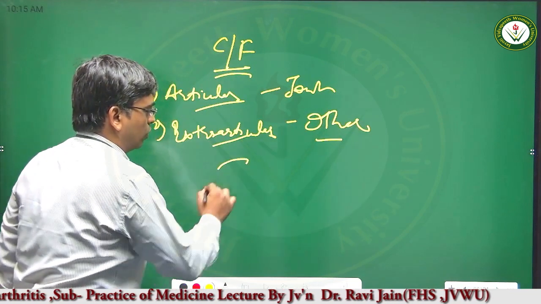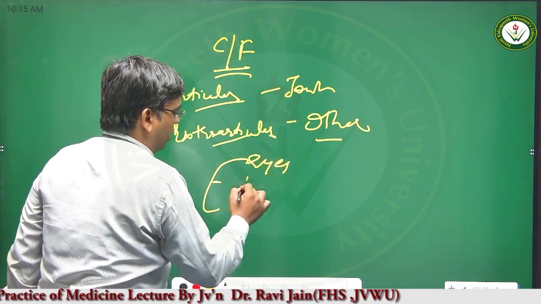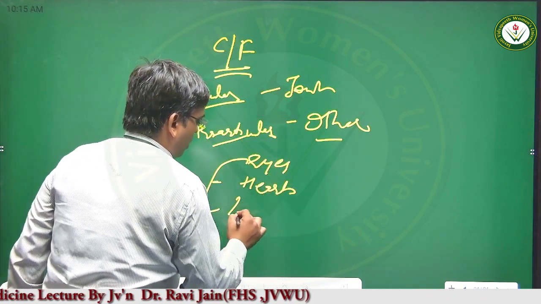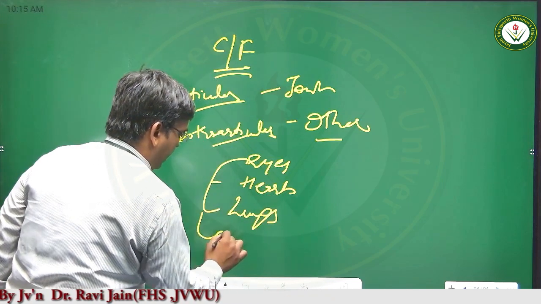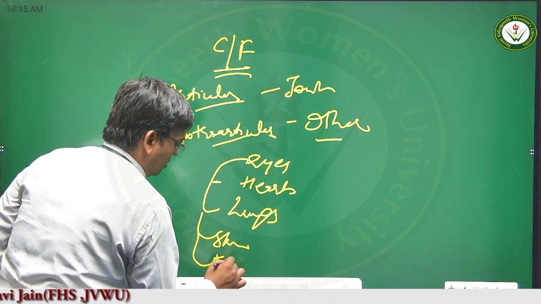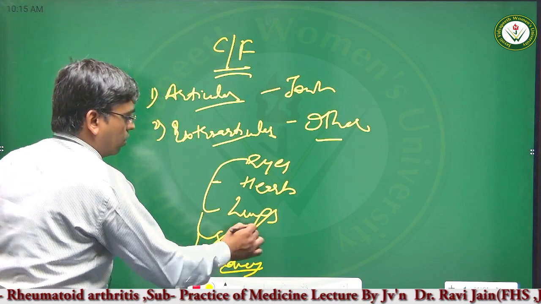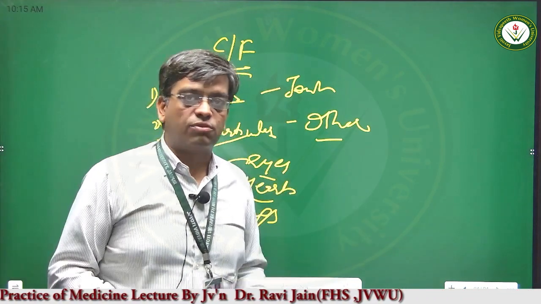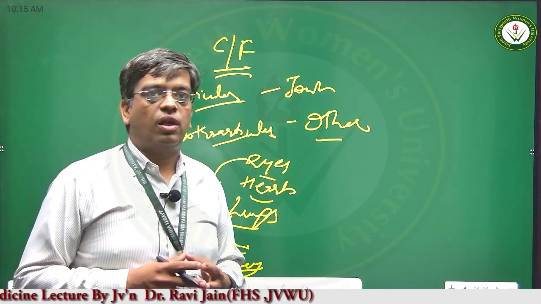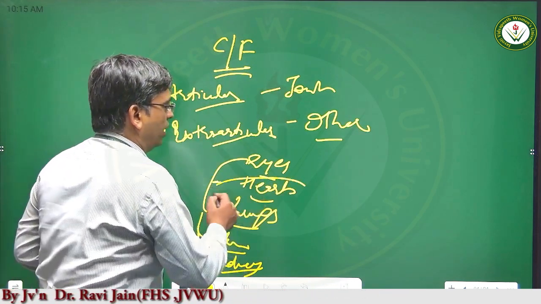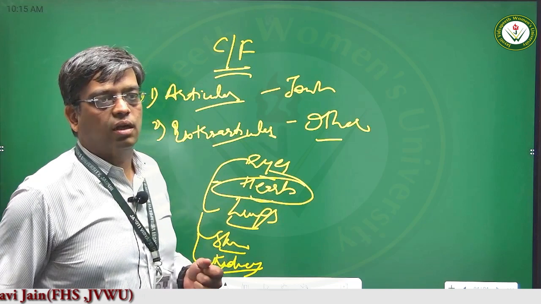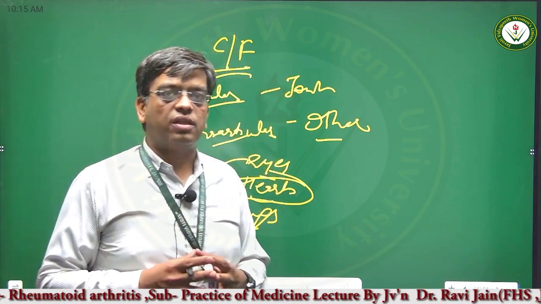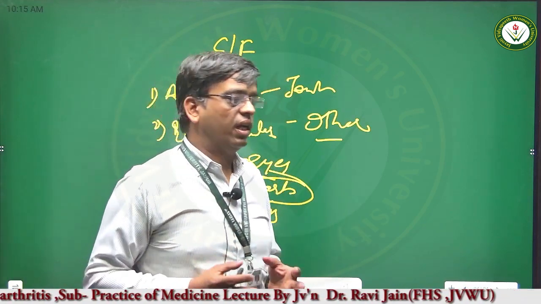Other systems include the eyes, heart, lungs, skin, kidneys. All these organs are also affected by rheumatoid arthritis. Rheumatoid arthritis is affecting multiple systems of the body, and in case of rheumatoid arthritis, the death occurs because of the heart condition. Cardiovascular diseases are responsible for the death of the individuals.